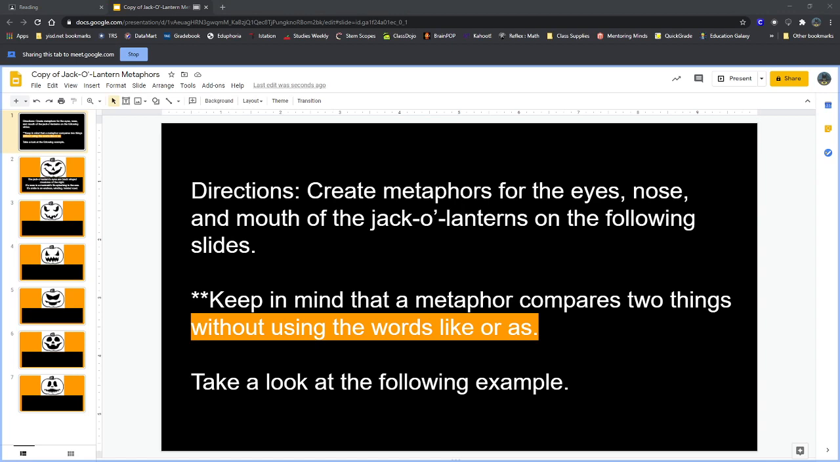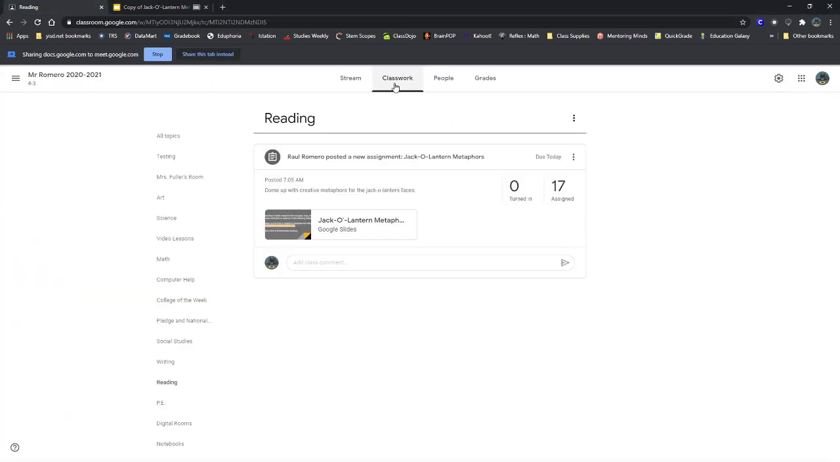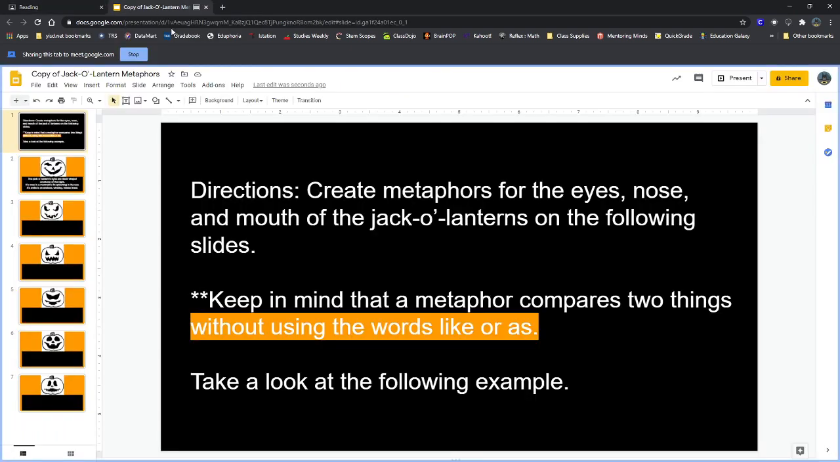Yes, Kylie. I see the thing, but I don't see the assignment. So when you went into our Google Classroom, you clicked on classwork, and then... Oh, now I found it. It wasn't there. Okay, it's there now.